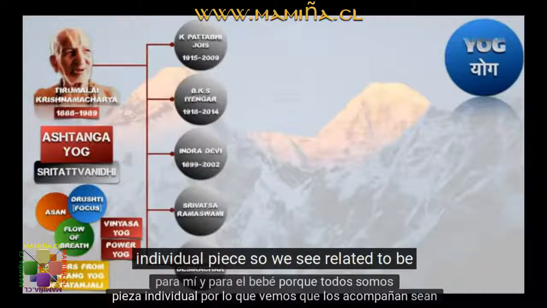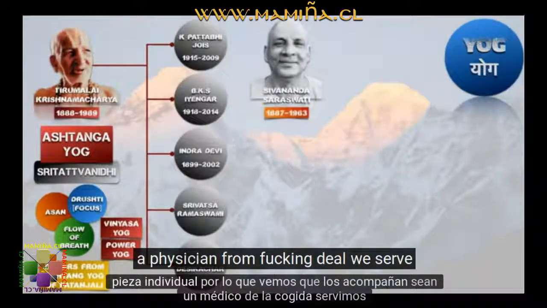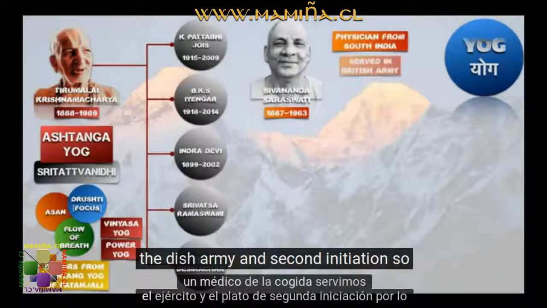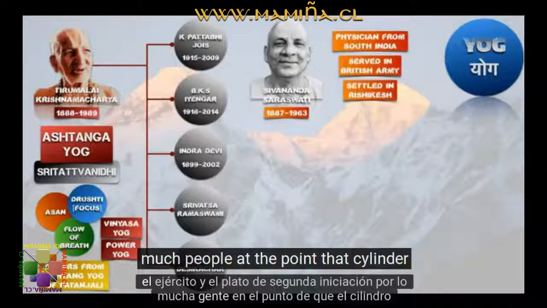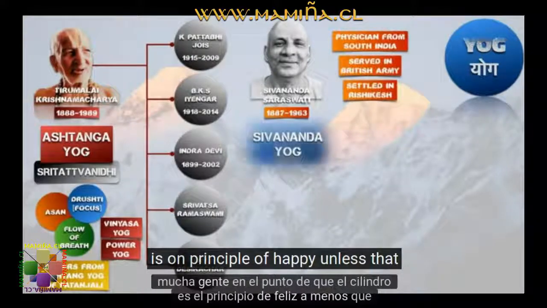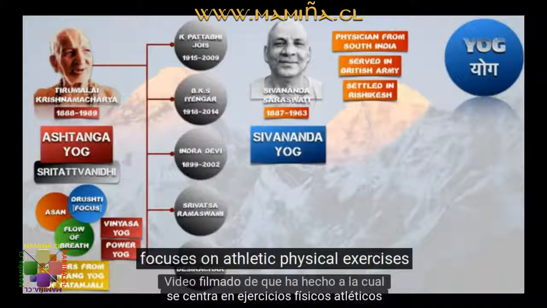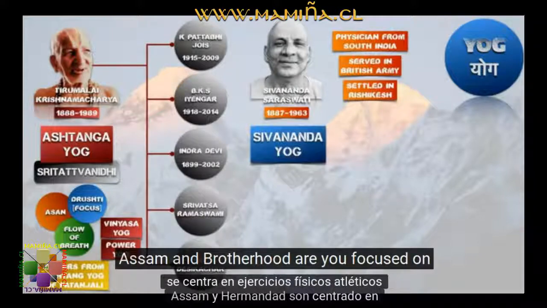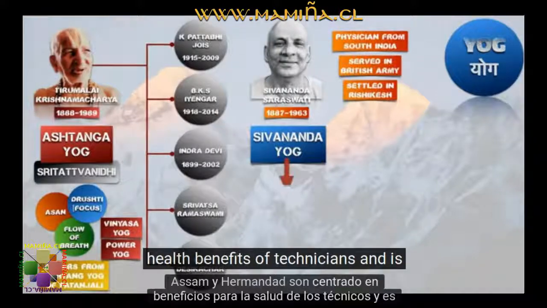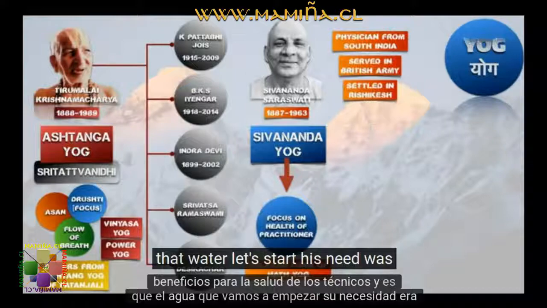Swami Sivananda Saraswati, a physician from South India who served in British Army and settled in Rishikesh. Swami Sivananda founded the Sivananda Yoga based on principles of Hatha Yoga. Unlike the Ashtanga Vinyasa Yoga of Mysore, which focuses on athletic physical exercises through asana and bandha, Sivananda Yoga focused on health benefits of practitioner and is a more relaxed form of Hatha Yoga.